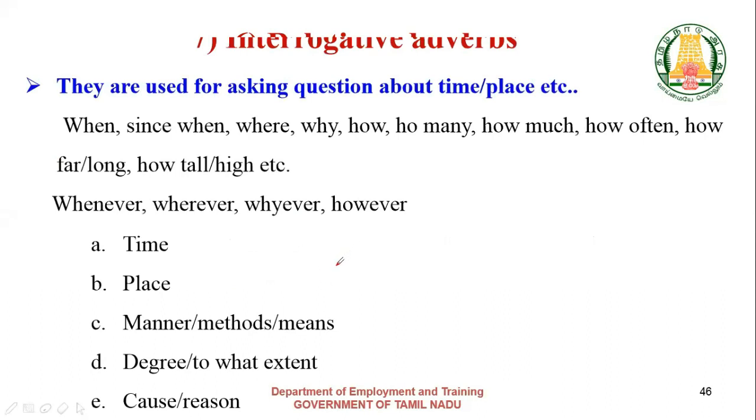And next one. This kind of adverb is used for asking questions about time and place, like interrogative adverbs: when, where, why, how, and how many, how much, how often, how far, how long, how tall, or how high, etc. Whenever, wherever, however. So these adverbs define time, place, manner, degree, and reason.